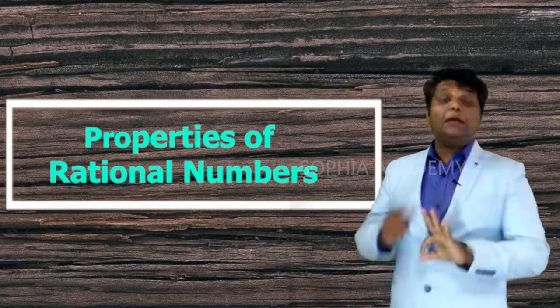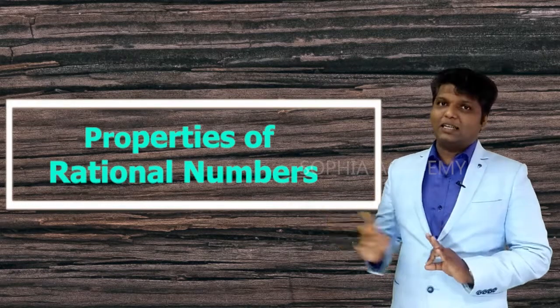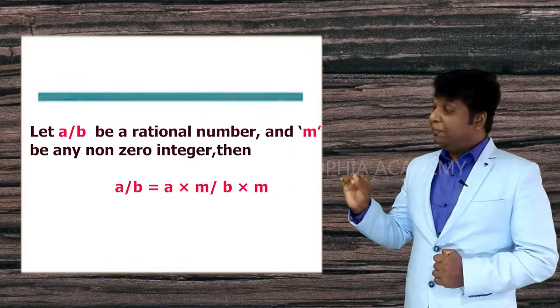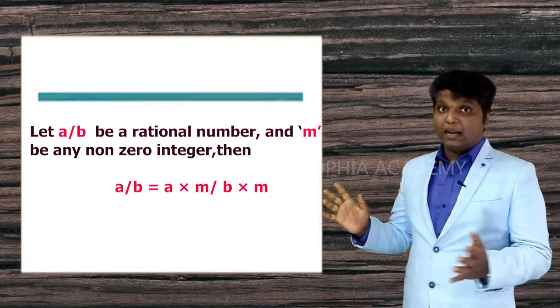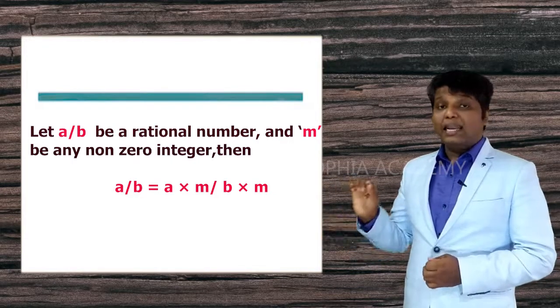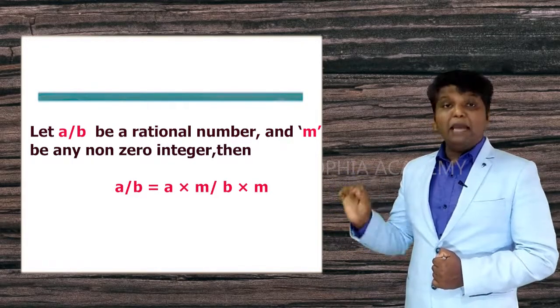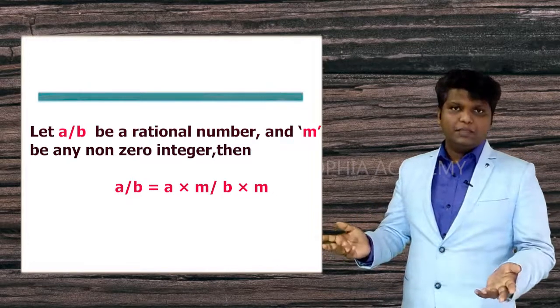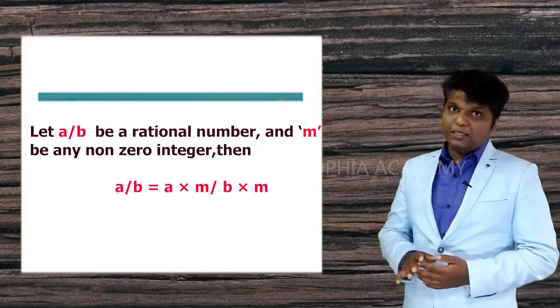There are three main properties of rational numbers. Let us go to that one. Let a by b be a rational number. In general we are using a by b. So let a by b be a rational number, and let m be any non-zero integer. It may be any integer, it should not be 0, that's all.